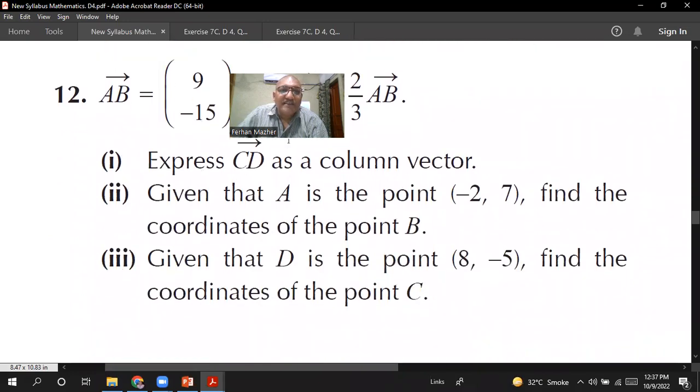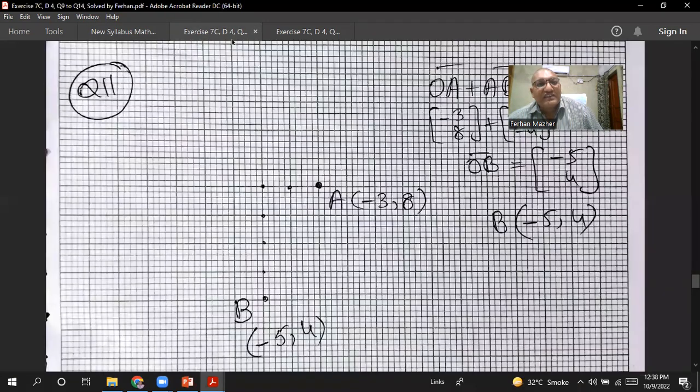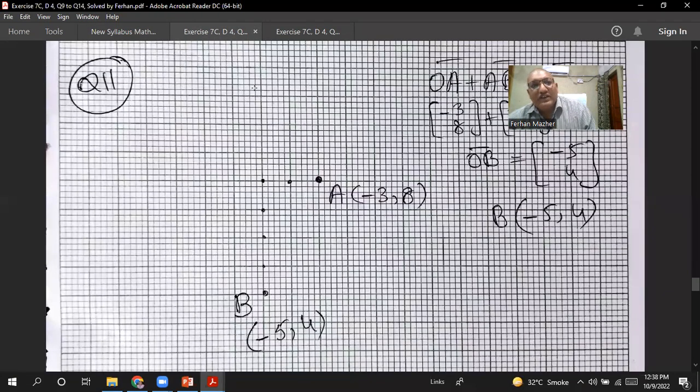Okay, question number 12 is showing up on your screen. It says AB is (9, minus 15). CD is 2 by 3 of the AB. So the ratio is 2 by 3 of the AB. Express the CD as a column vector. Very simple. In the place of AB, just put this column vector, and you will be able to find out the CD. Okay, so let's go.